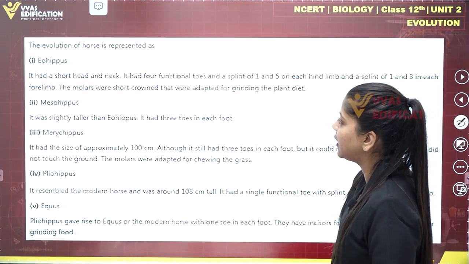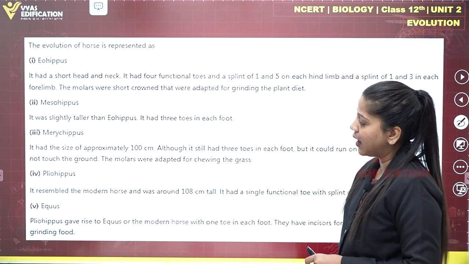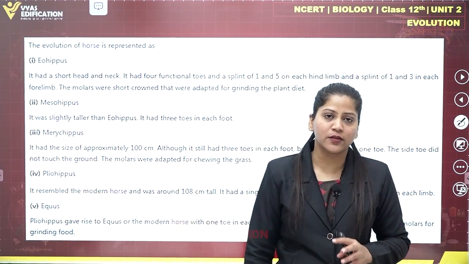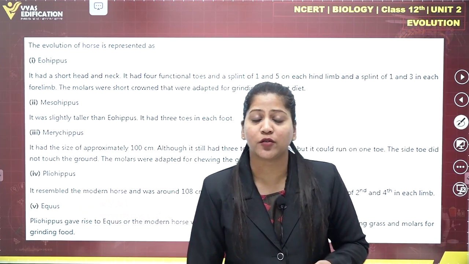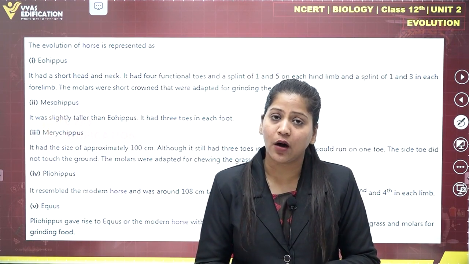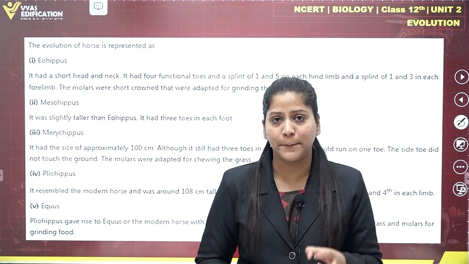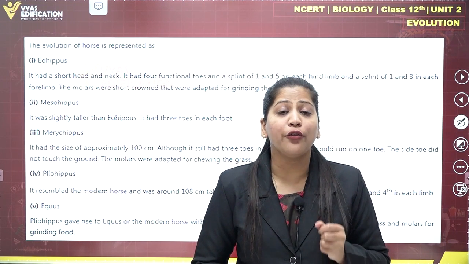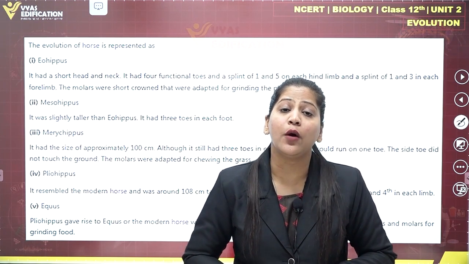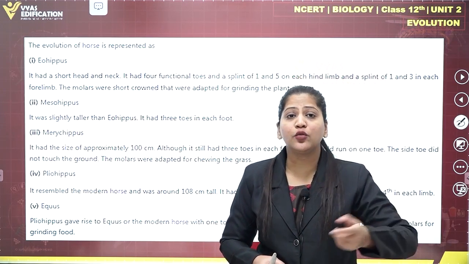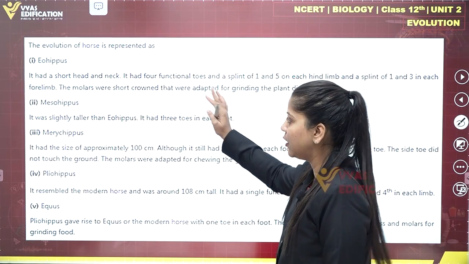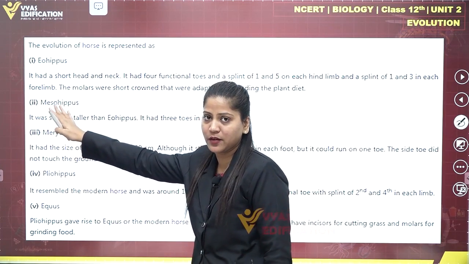Then if you talk about the evolution of horse, first, the ancient fossil of horse is Eohippus, or I may say that the evolution of horse was started with the organism known as Eohippus in the period of Eocene. That is why we call the ancient fossil of horse Eohippus, right? That was living during the period of Eocene. So let's begin with the evolution of horse, and here the first organism is Eohippus, right?